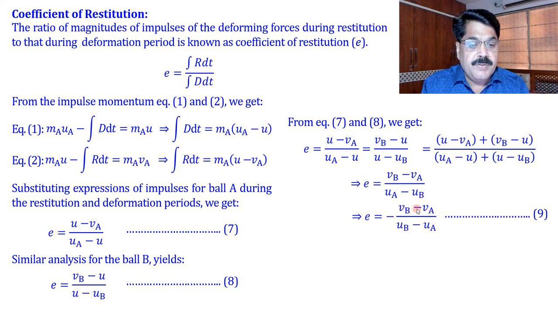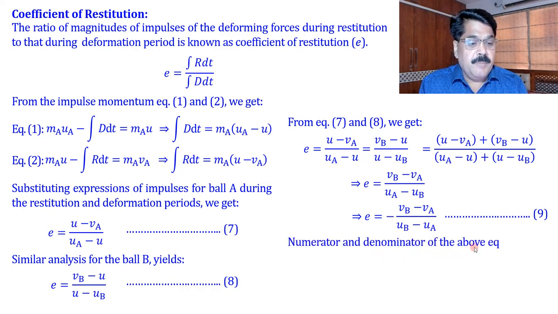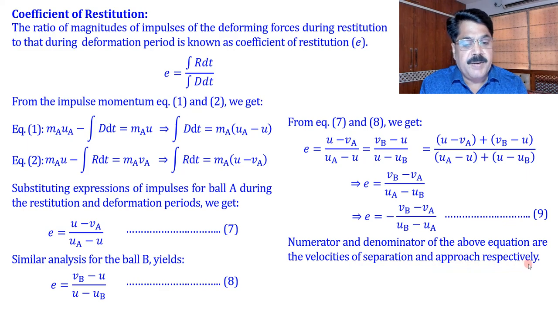Velocity of ball B with respect to ball A after the collision, so that is velocity of separation. What is in the denominator? Velocity of ball B with respect to ball A before the collision, so that is called velocity of approach. That's why coefficient of restitution is known as the negative ratio of velocity of separation to velocity of approach. The numerator and denominator of the above equation are velocities of separation and velocity of approach respectively.